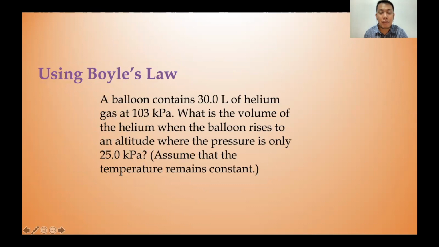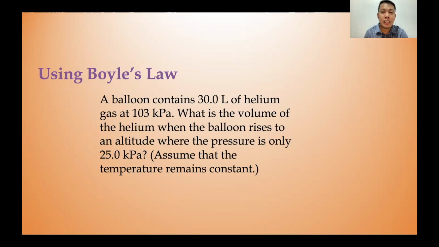So let us apply the formula to a certain Boyle's law problem. A balloon contains 30 liter of helium gas at 103 kilopascal. What is the volume of the helium when the balloon rises to an altitude where the pressure is only 25 kilopascal, assuming that the temperature remains constant?